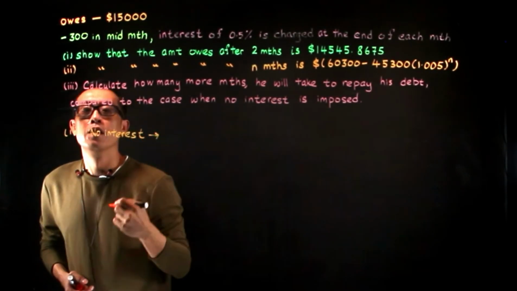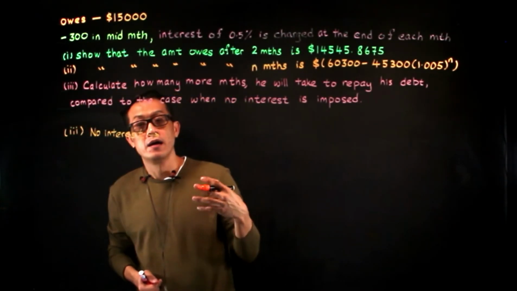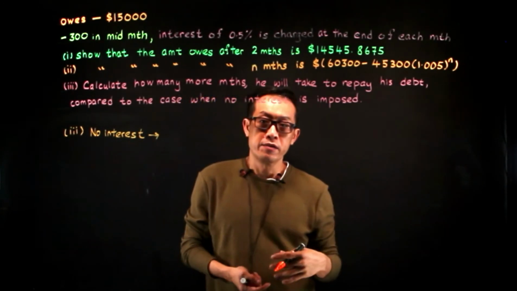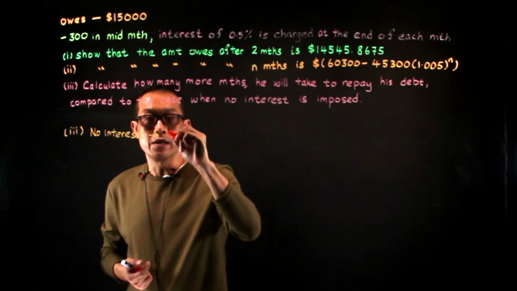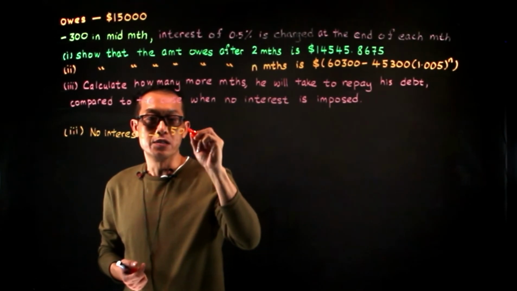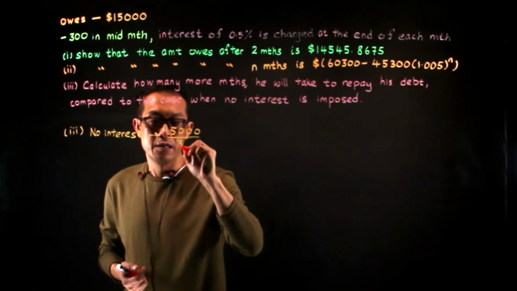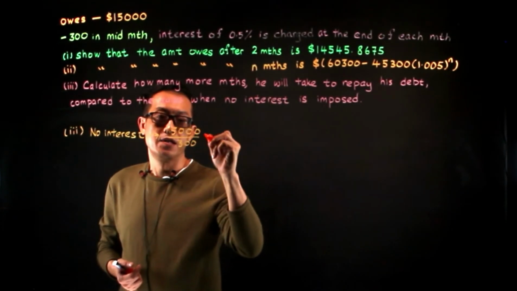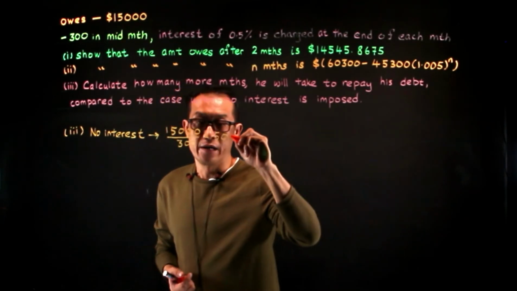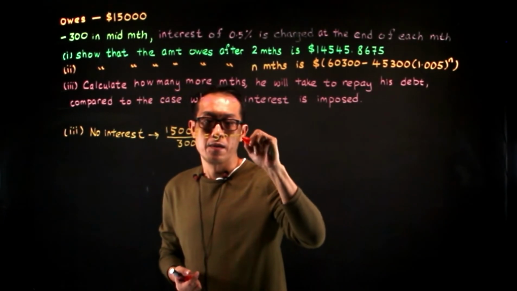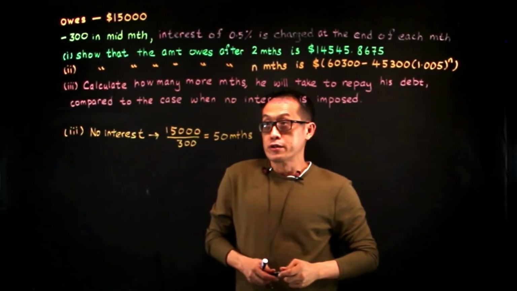Now, he owes the bank 15,000. He repays the bank each month $300. So the number of months required will be 15,000 divided by 300. And that will give you 50 months. Alright. Now that is with no interest.